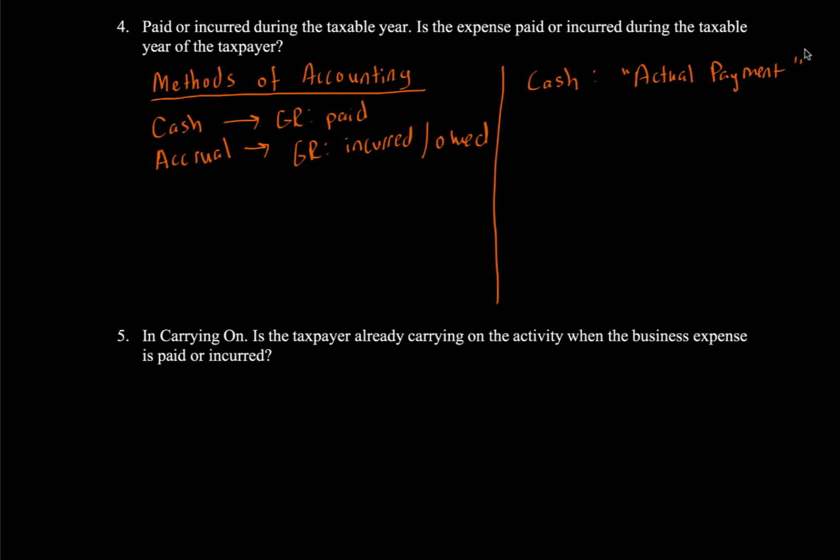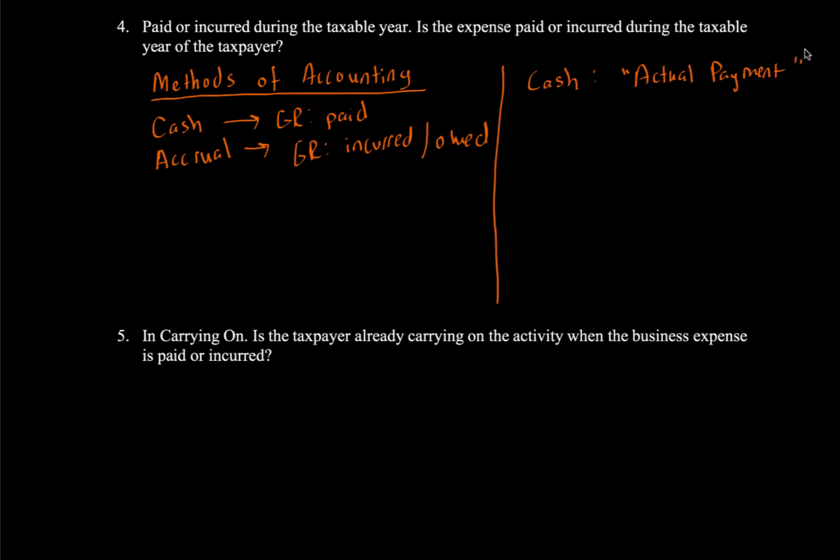Payment by check is considered to occur when the check is delivered, as long as the check is honored when presented for payment. Now, payment by credit card is deemed to occur at the point of sale, not when the taxpayer is billed or when the bill is paid. So that really is when actual payment occurs.